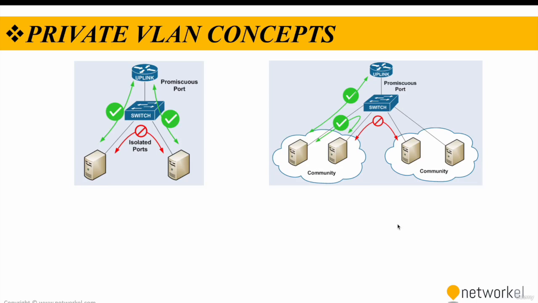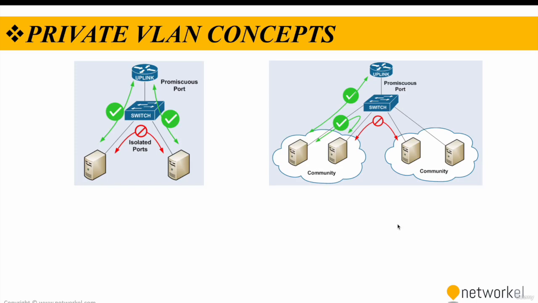Devices in an isolated VLAN cannot communicate with each other, but can communicate with devices in the primary VLAN or a designated promiscuous port, as you can see on the left side of the screen. On the other hand, devices in a community VLAN can communicate with each other as well as with the promiscuous port, but not with devices in isolated VLANs. You are seeing the community VLAN example on the right side of the screen.